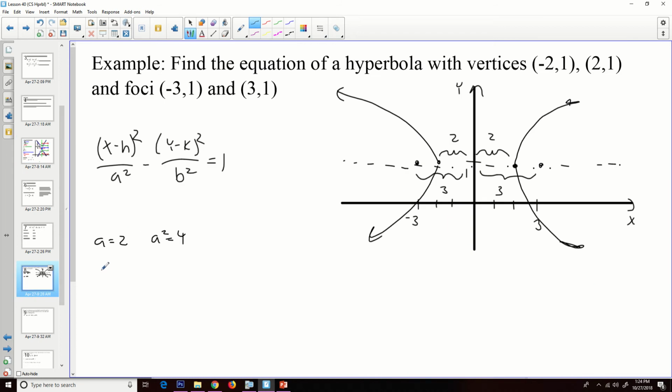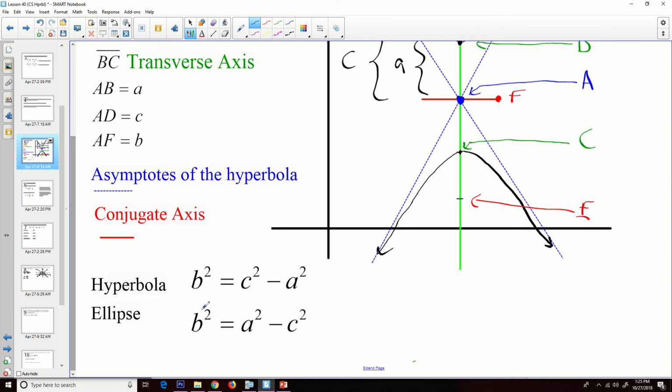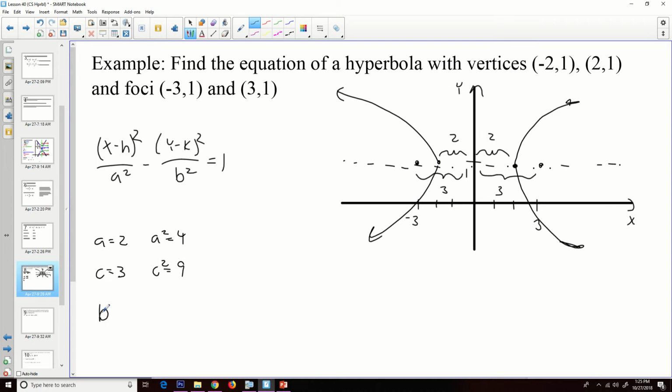So I'm going to say that my c is equal to 3, and that makes c squared equal to 9. Now we don't have c in our expression here, but we do have a way to calculate that in a hyperbola. We can say that b squared is equal to c squared minus a squared. So b squared equals c squared minus a squared, and in this case it is 9 minus 4, and so I get b squared equal to 5.